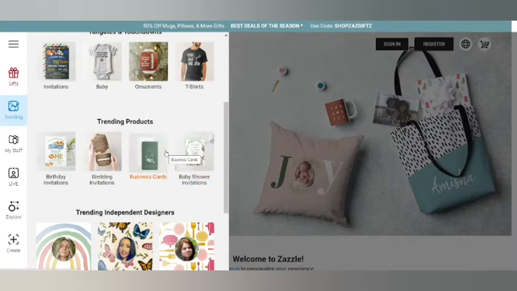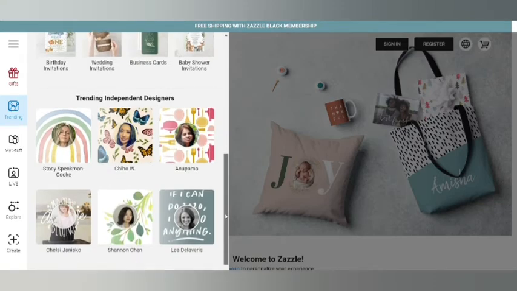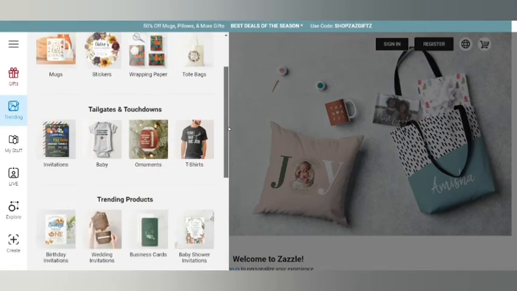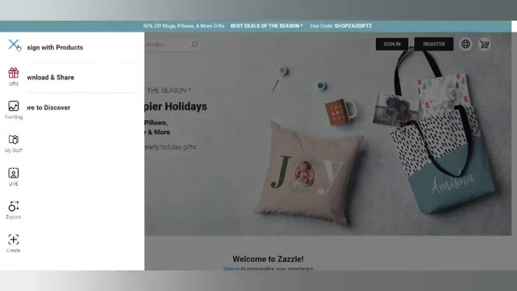Same with the business cards. Business is a separate niche, a completely separate niche on Zazzle. You could make business cards, business logos, and all the business supplies and accessories for the office and school supplies. Similarly with the baby shower. You could also see the trending independent designers that are popular on Zazzle. Another method to find the niche, let me show you guys.